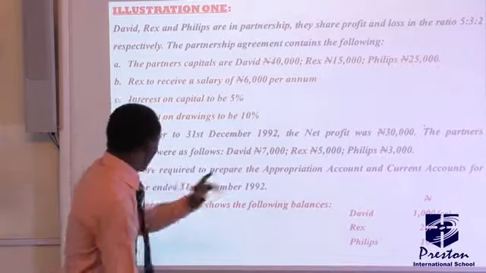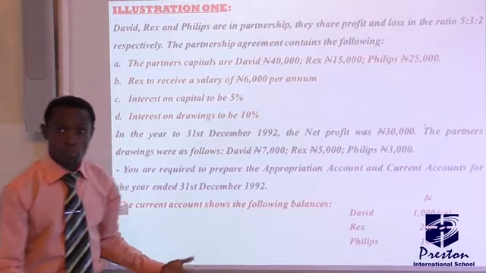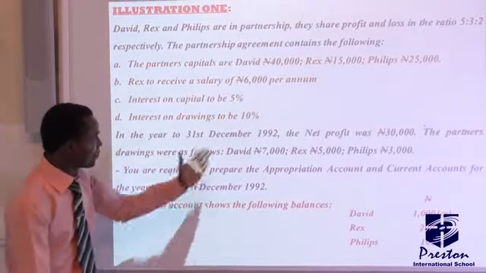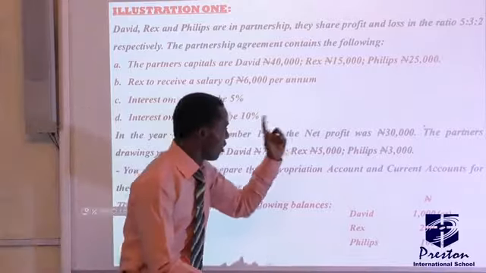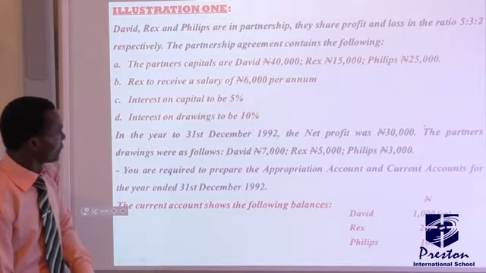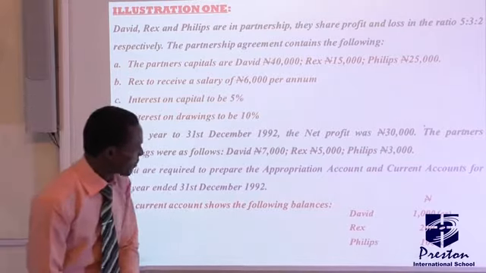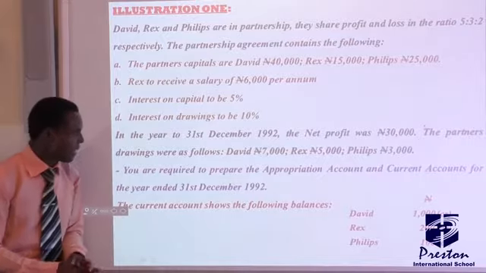Now, the partners' drawings were as follows. That means drawings took place during the financial period. David withdrew 7,000 naira at some point in time. Rex withdrew 5,000 naira for personal use, and likewise Philip withdrew 3,000 naira. You are required to prepare the appropriation account and current account for the year ended 31st December 1992.